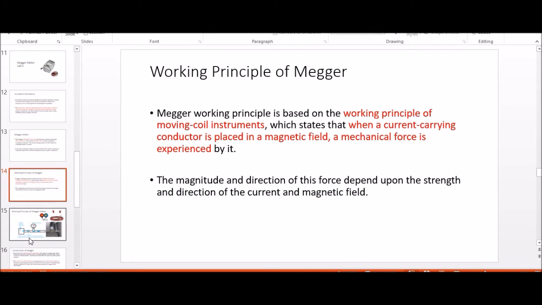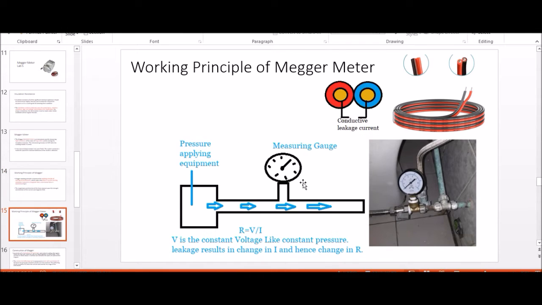So the working principle of the Megger meter is that it works on the principle of moving coil instruments. Meaning, whenever you place a current carrying conductor in a magnetic field, the conductor experiences a magnetic mechanical force, right? So the same phenomenon is what your Megger meter works on. And as you know from your previous studies, the magnitude and direction of that specific mechanical force is dependent upon the direction of current and also the direction of the magnetic field.